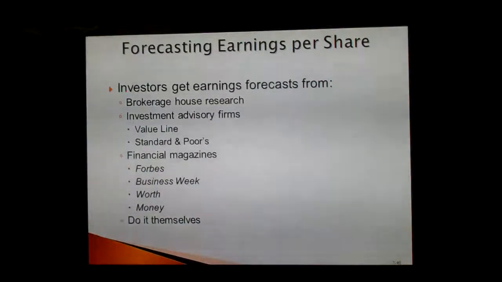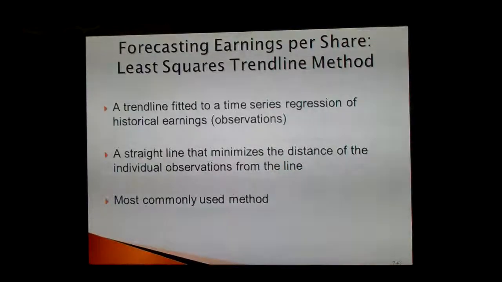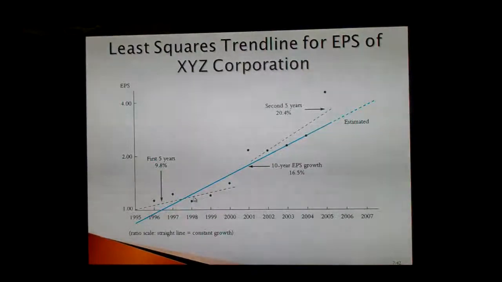Okay. Forecasting earnings per share. Investors get earnings forecasts from brokerage houses, investment advisory firms, financial magazines. They do it themselves. So there's a ton of different forecasts going on all the time. Okay. Forecasting earnings per share, least squares, trendline method. I won't focus on this for the quiz, but it's a trend line fitted to a time series regression of historical earnings, which are observations. Okay, a straight line that minimizes the difference between individual observations, and this is a most commonly used method. So we're just trying to project growth using one of these trend lines. But I wouldn't actually calculate one, just be familiar with the concept of one.